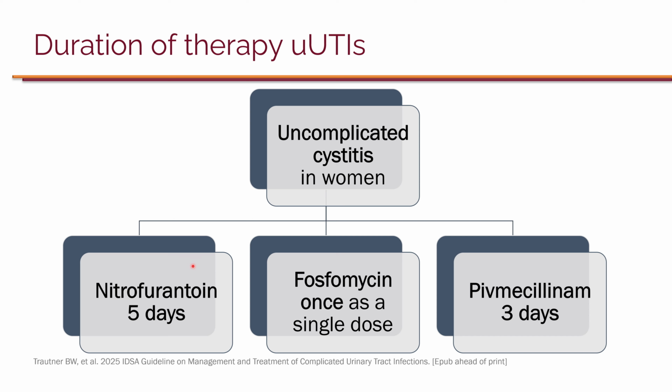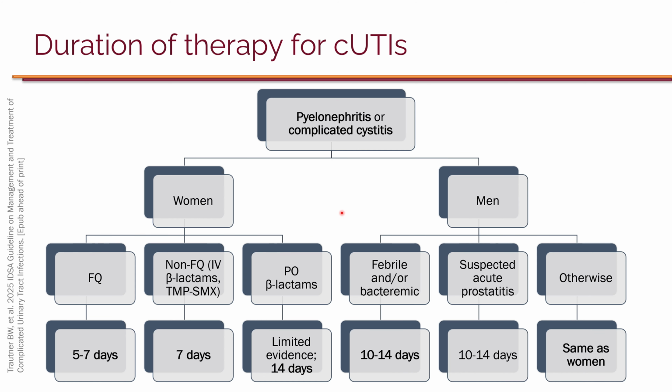So nitrofurantoin, 5 days of treatment. Fosfomycin is a single dose for oral fosfomycin, and pivmecillinam is for 3 days. For duration of therapy of complicated UTIs, which includes pyelonephritis, let's take a look at women. So this is from the 2025 IDSA guidelines. If you use fluoroquinolones, 5 to 7 days is sufficient.